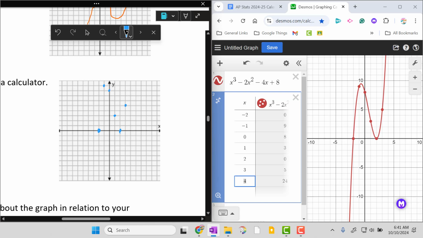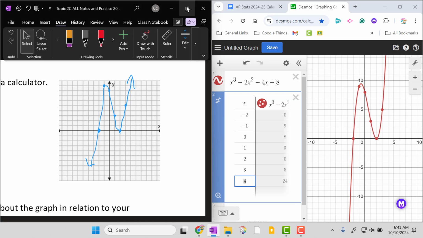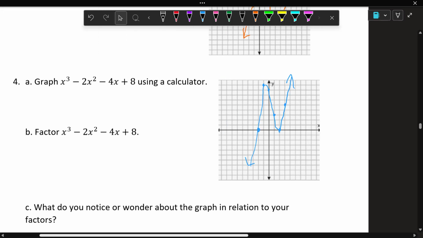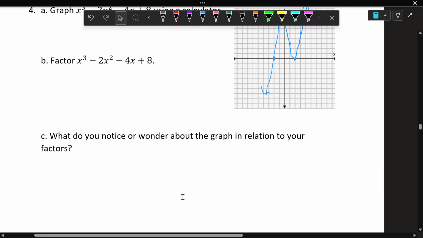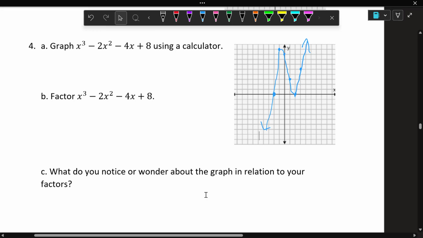And now we just connect them to make sure they look like the graph on the left. And they kind of do, but mine's kind of wonky, if anything else. But that's okay. So now we want to factor this.